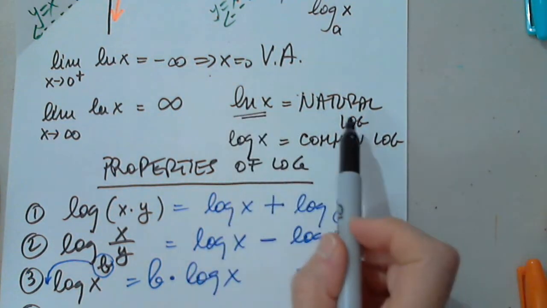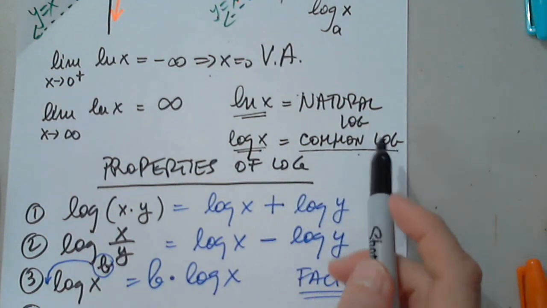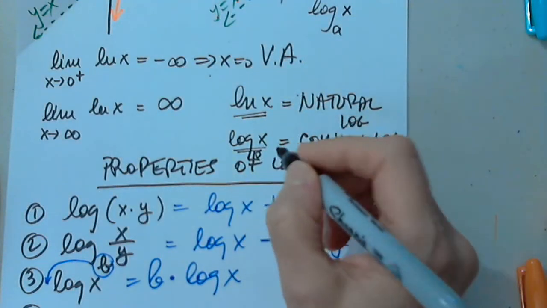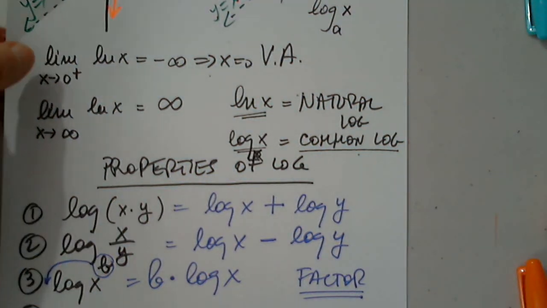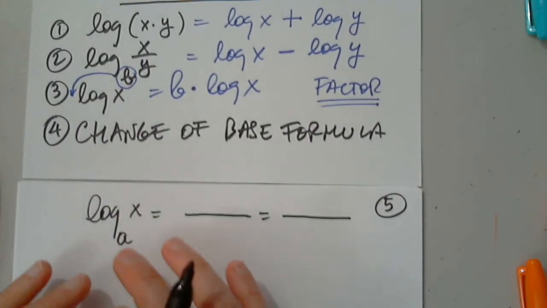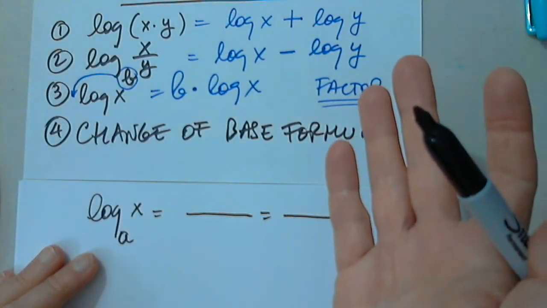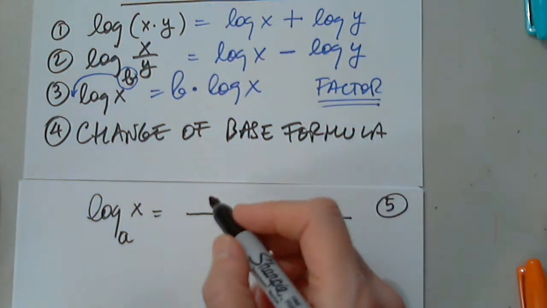So natural log is natural log. This is called common log, which means base 10, but we don't write it. We know that if there is no base, it must be base 10. So if I want to change this, I will change it to either common log or natural log, because that's what I have in the calculator.